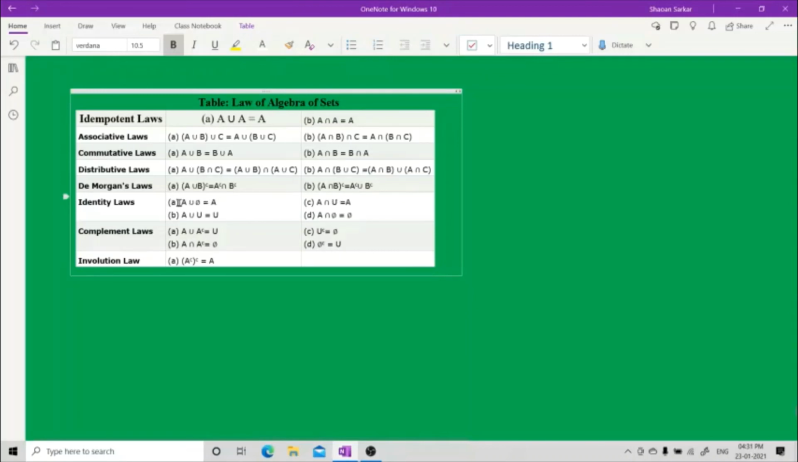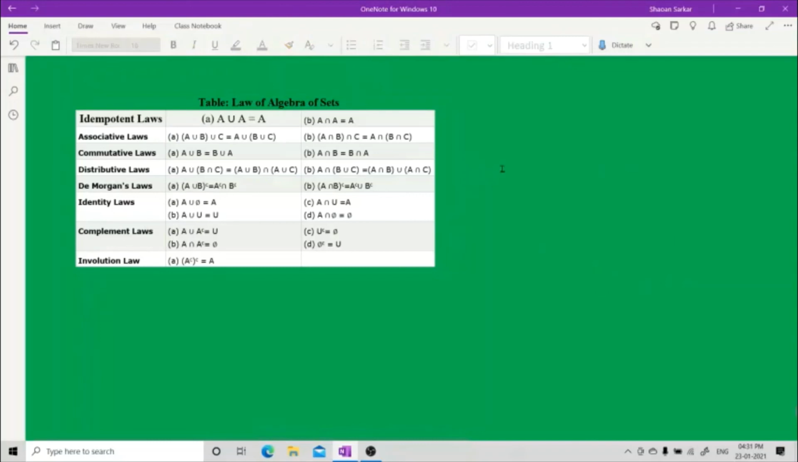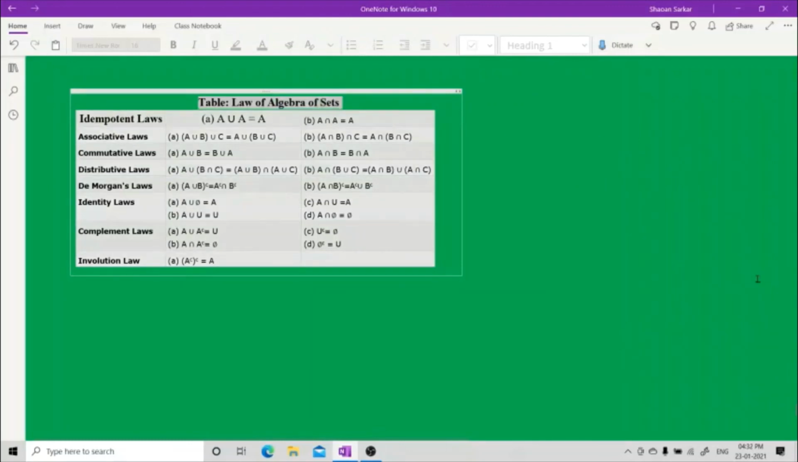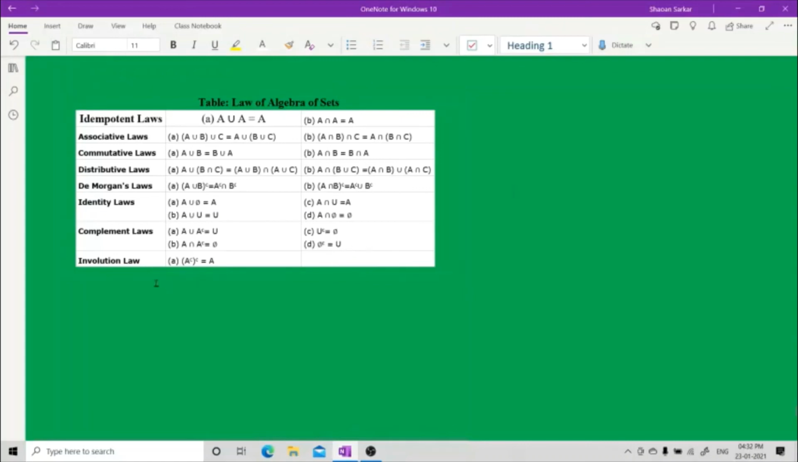The identity laws: A union phi, the null set, will give you A. Suppose this place is empty and you have something A here. If you take the union of this portion and the empty portion also, you will only get this portion. And the complement laws are this: A union A complement is the universal set, that I told you earlier. The complement of universal is phi, and phi's complement, nothing's complement, is the whole thing. And if you take the complement of the complement, you get back A.